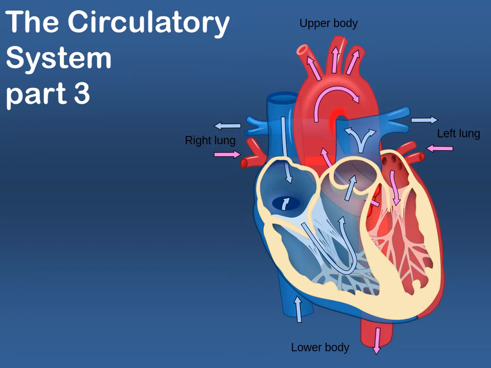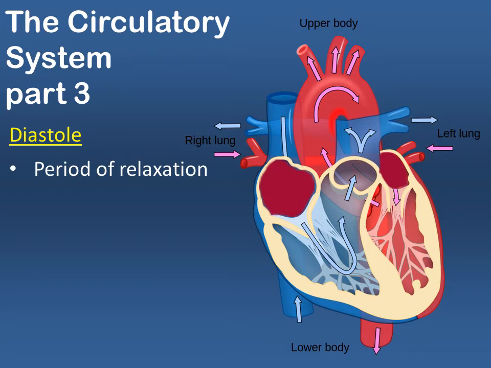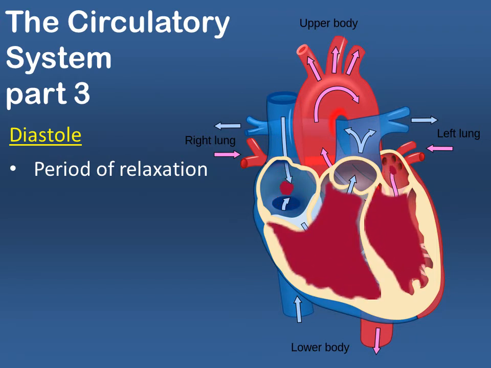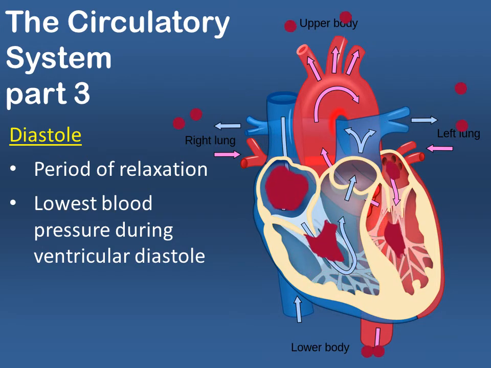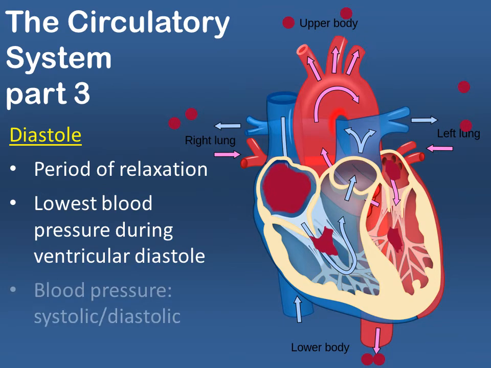Now the periods of relaxation, like when the chambers fill, so during this time the atria are relaxed and they're filling with blood, and that's called diastole, anytime that there's a period of relaxation. So then atrial systole will fill the ventricles with blood, and at that time the ventricles are undergoing diastole because they're relaxed after having just contracted. During diastole is when we have the lowest blood pressure occurring during the cardiac cycle, that period when the ventricles are relaxed. And of course then ventricular systole occurs, pushing that blood out.